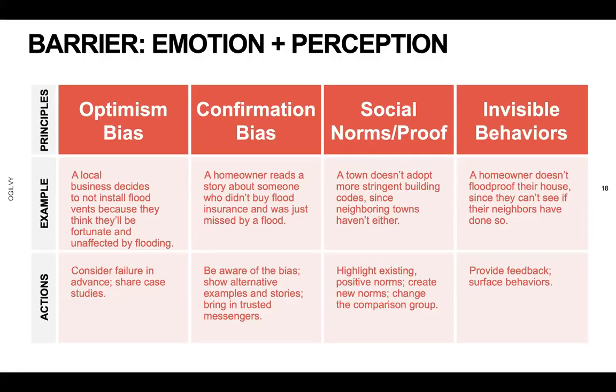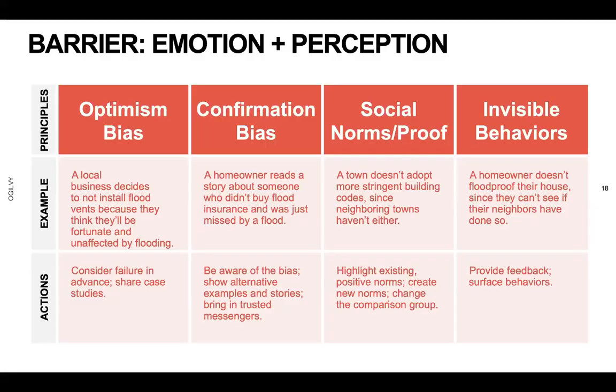So the last barrier we're going to cover is invisible behaviors. This is when people perform actions automatically and unconsciously without thinking about them. And these behaviors can be difficult to change even when people are aware of them, because they're just so ingrained in your own habits and routines. And the other side of this is that other people can't see those behaviors either. So it's harder to establish what those social norms might be around you.